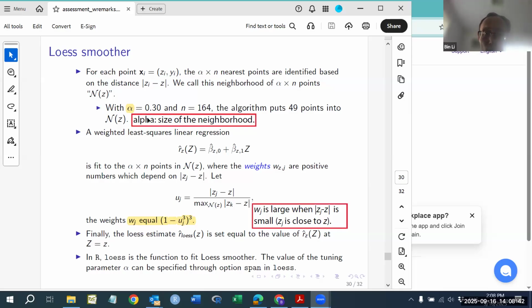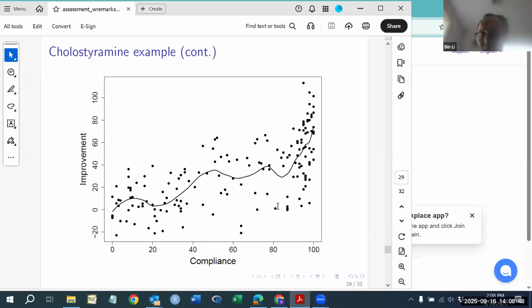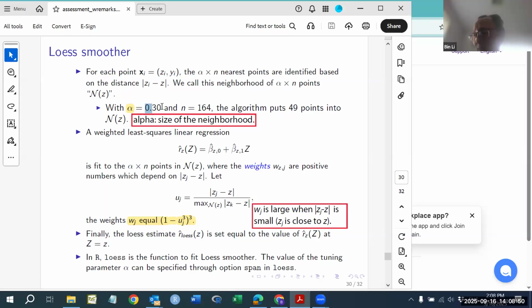The neighborhood size is called alpha. Here, in this fitted curve, I used alpha equal to 30%, so each neighborhood contains about 30%, about one third. This is the weighted least squares, and this is the weights.